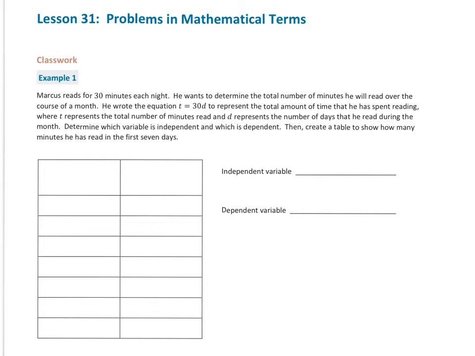All right, let's keep going with our equations and expressions. So let's start with Marcus. Marcus reads for 30 minutes each night. He wants to determine the total number of minutes he will read over the course of a month.